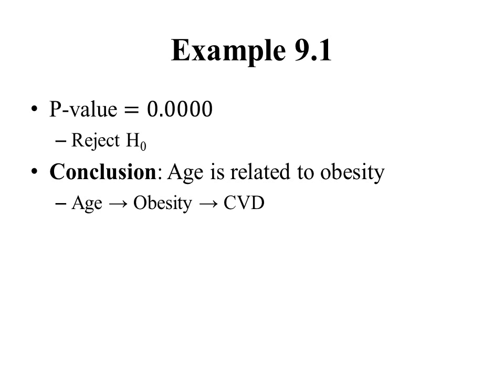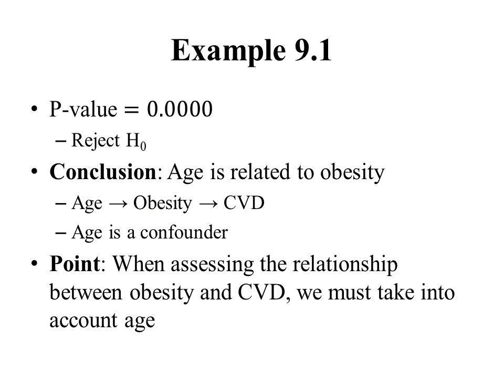Let's make an observation now. Age is related to obesity, but obesity is related to cardiovascular disease. In our original question, we were asking, is there a relationship between obesity and cardiovascular disease? What this illustrates is that age is a confounding variable. Age affects obesity, and so the point here is that when assessing the relationship between obesity and cardiovascular disease, we must take into account age. We can't just ignore this variable of age because it appears to be a confounding variable. And so the next question is, just exactly how can we do that?